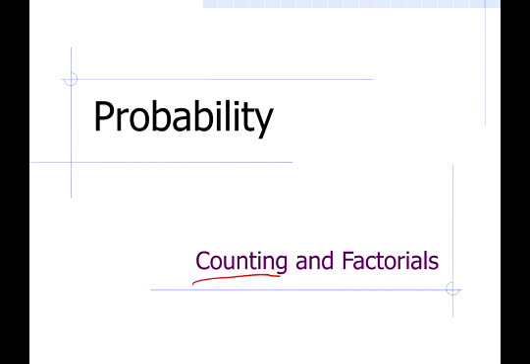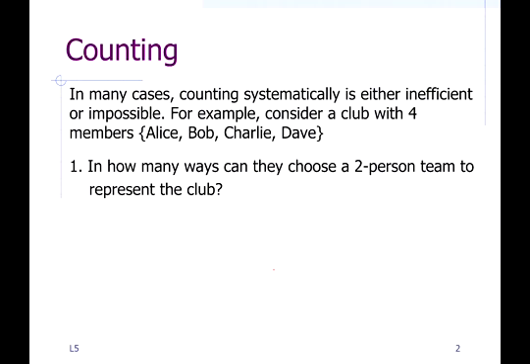counting. So, before we talk about any specific counting techniques, let's look at a problem similar to something that we've already done. Let's say we have a club with 4 members, and we'll call them Alice, Bob, Charlie, and Dave, A, B, C, and D. Question is, in how many different ways can we choose a 2-person team to represent that club of 4 people?